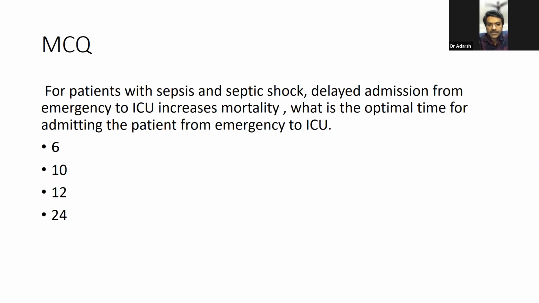For patients with sepsis and septic shock, delayed admission from emergency to ICU increases mortality. So in that case, what would be the optimal time for admitting the patient from emergency to ICU? Is it 6 hours, 24 hours, 48 hours, 72 hours? So options you have is 6, 10, 12, 24. Yeah. So the guideline says definitely it is 6 hours and before. That patient should be inside the ICU. Okay, good.